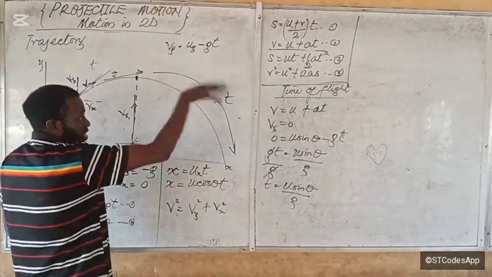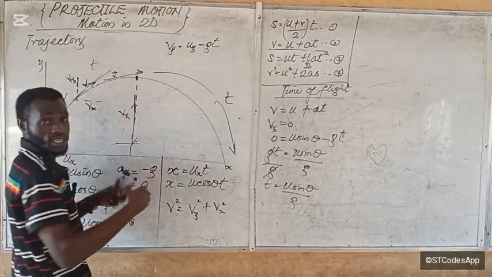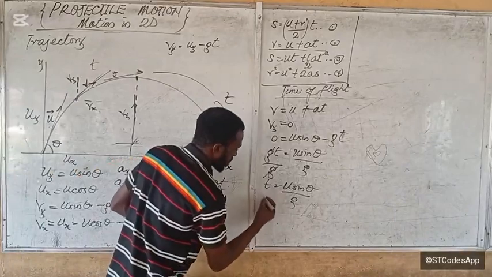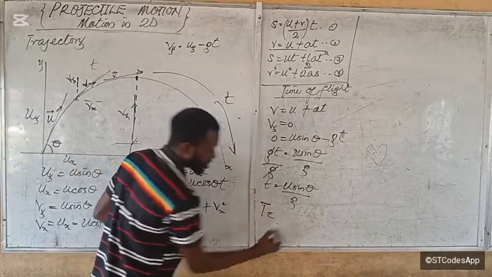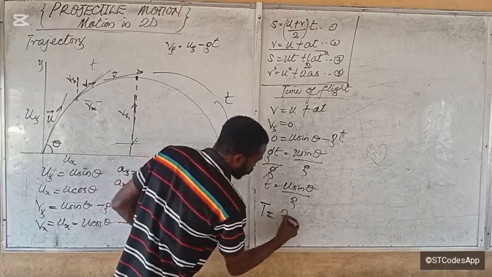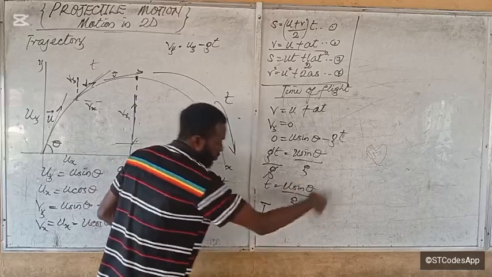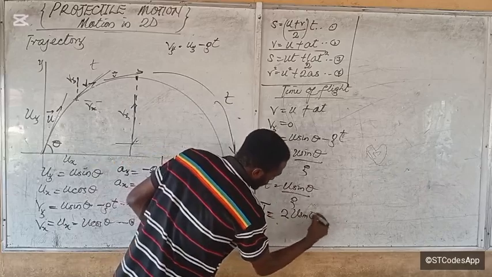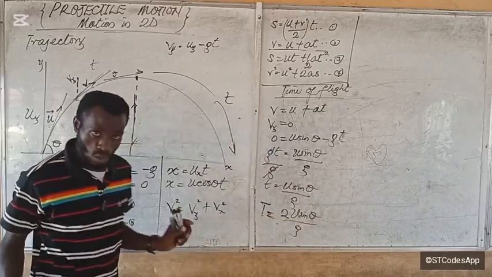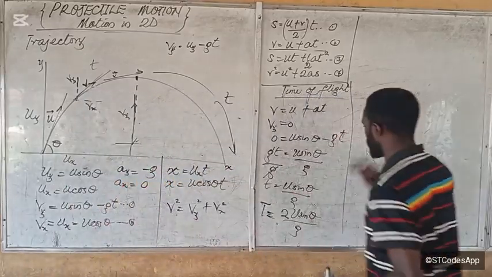So which means that it's going to cover that distance two times, right? There will be 2 times. So we'll just say 2 times t, or big T, which is the total time of flight, is going to be what? 2 times t, which is 2 times u sine theta over g. In case you don't understand this, here's another way to prove that.